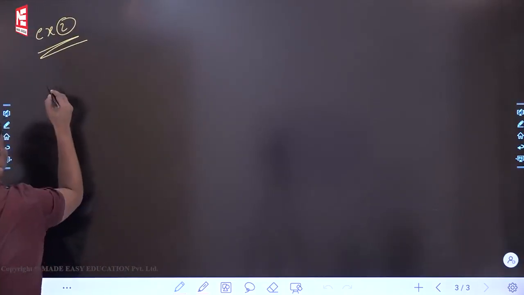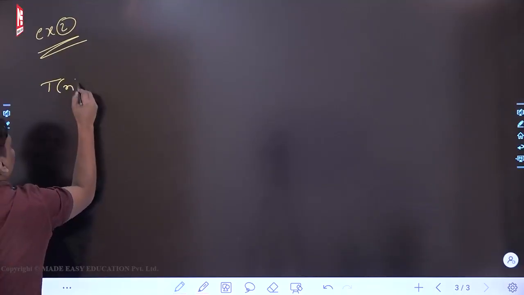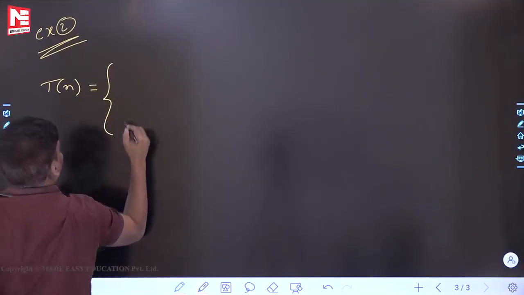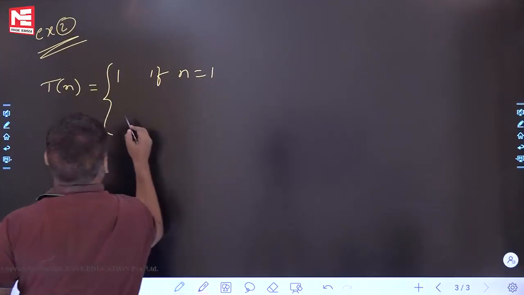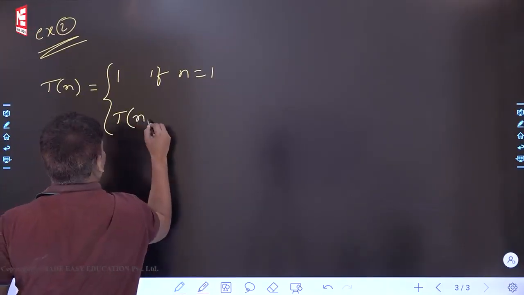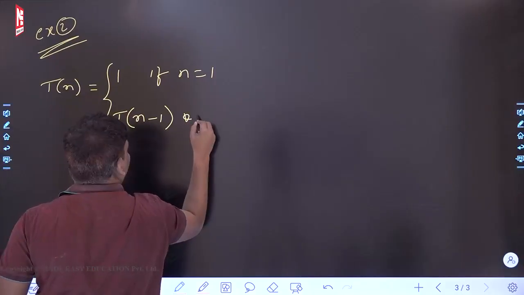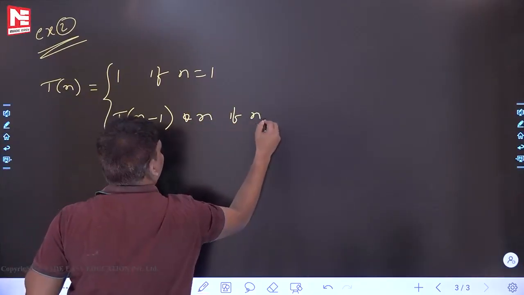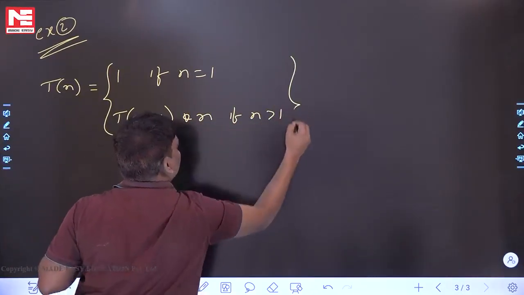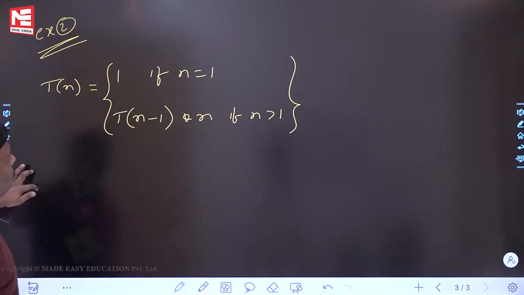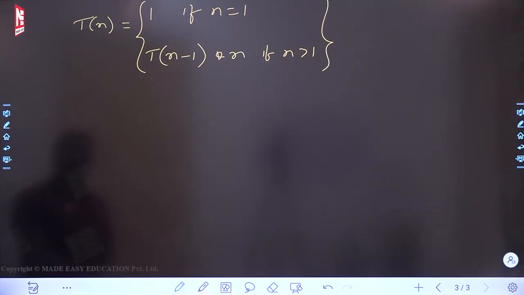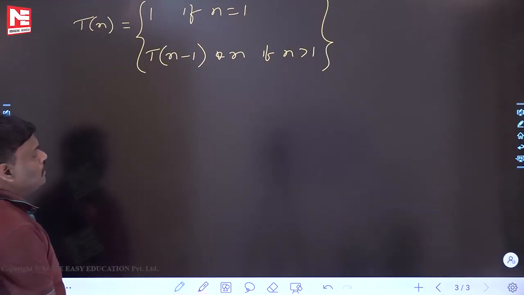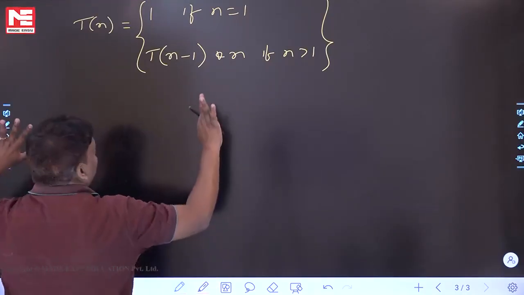Example 2. Tn is equal to 1 if n is equal to 1, otherwise Tn minus 1 into n if n is greater than 1. Some recurrence relation like this. But the second problem: Tn is equal to 1 if n is equal to 1, otherwise Tn minus 1 into n if n is greater than 1. Any recurrence relation is given.